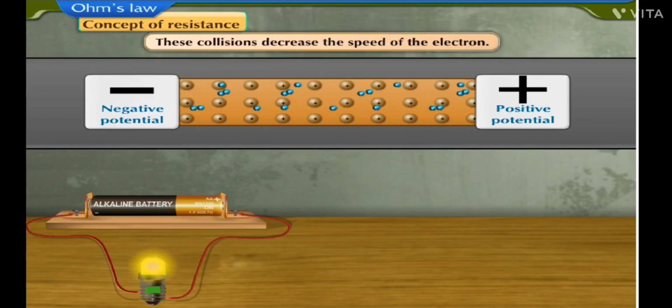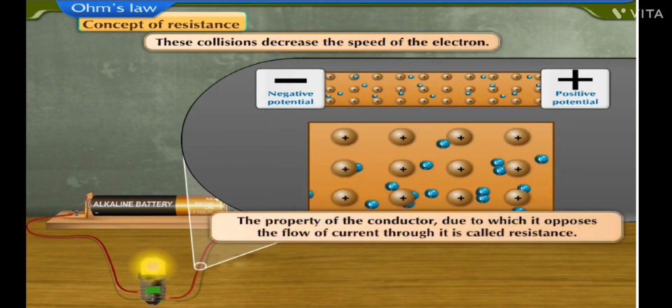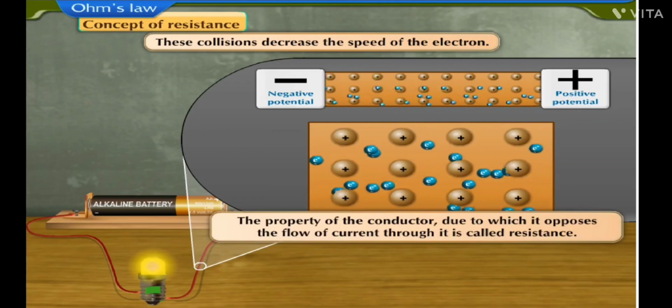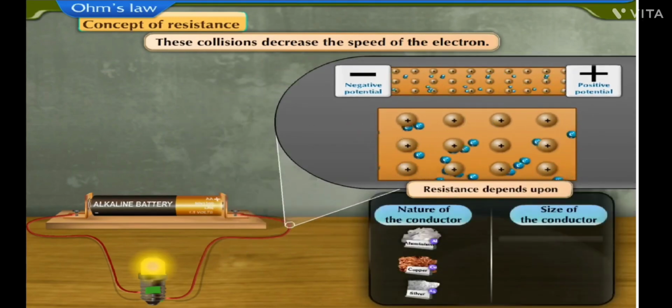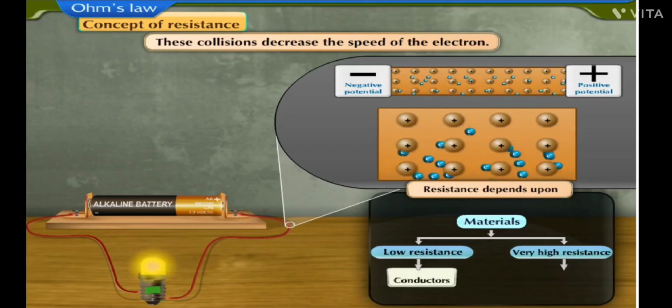Due to these collisions, the speed of the electrons decreases. This generates obstruction or opposition to their motion towards the positive terminal. The property of the conductor due to which it opposes the flow of the current through it is called resistance. It depends upon the nature and the size of the conductor. Some materials have low resistance and some have very high resistance. Accordingly, they are classified as conductors and insulators.